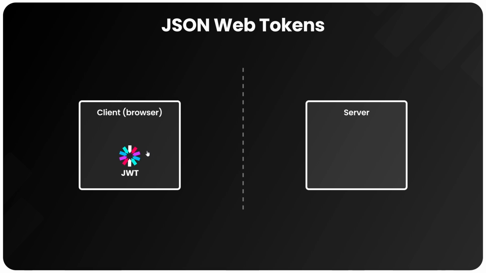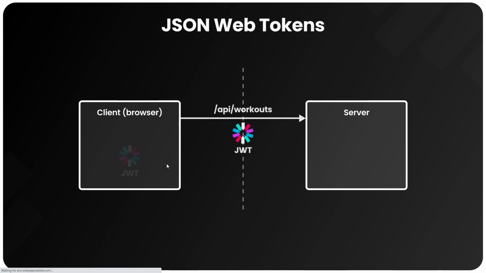So this is how we'd use that token on the front end, but more importantly, we'd also use that token to protect resources on the back end, the server. For example, we might want to restrict access to the workouts endpoints on the API so that only authenticated users can access data from them. And the way we do that is by using this JSON Web Token and passing it from the client, the browser, to the API as part of the request headers.